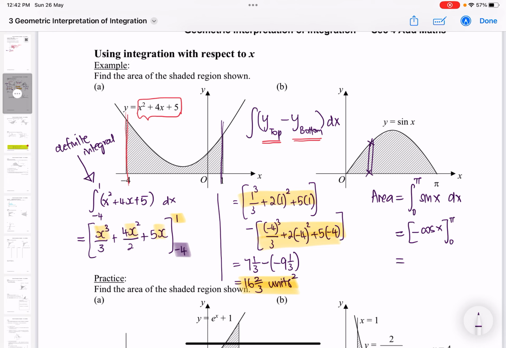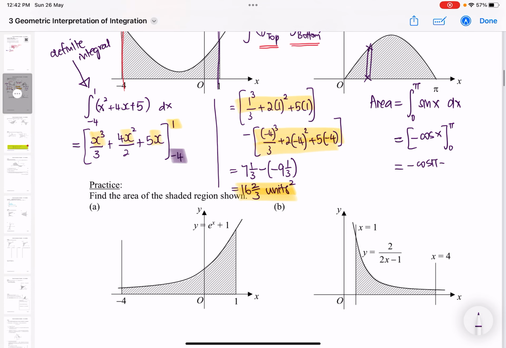this definite integral. Now when you are evaluating a definite integral, always show your working. The working is basically the substitution of the top limit and the bottom limit into your integrated expression. Now cosine pi is negative 1. So negative of negative 1 will be positive 1. Cosine 0 is 1. So this is going to be negative 1. Therefore, this shaded area is 2 units squared. Okay, how amazing, right? You can find this weird shape area using integration.